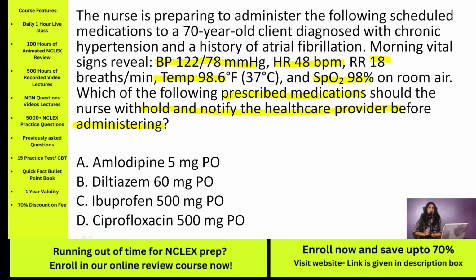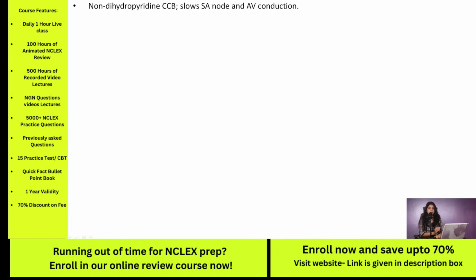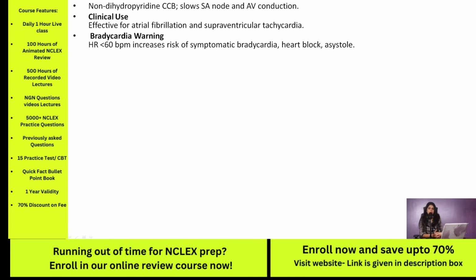The correct answer is option B, diltiazem 60 mg by mouth. Diltiazem is a non-dihydropyridine calcium channel blocker that slows conduction through the sinoatrial and atrioventricular nodes, making it effective for rate control in atrial fibrillation. However, with a resting heart rate of 48 beats per minute, administering diltiazem could worsen bradycardia and potentially lead to heart block or even asystole. The nurse must withhold the medication and notify the healthcare provider for reassessment.